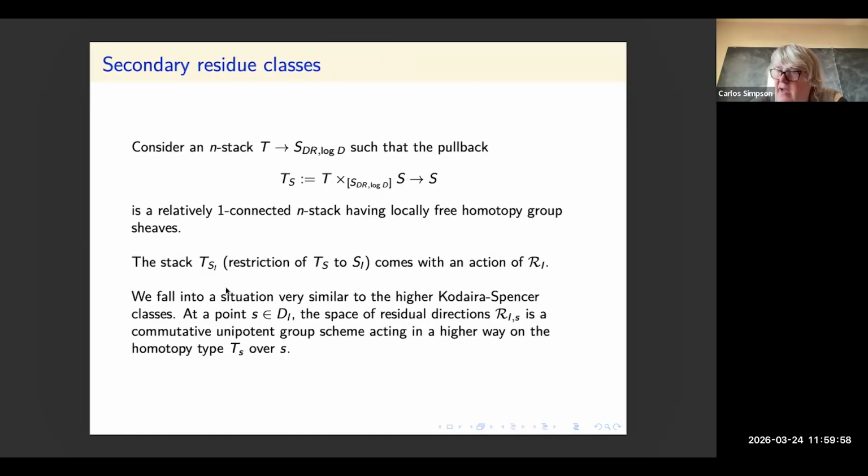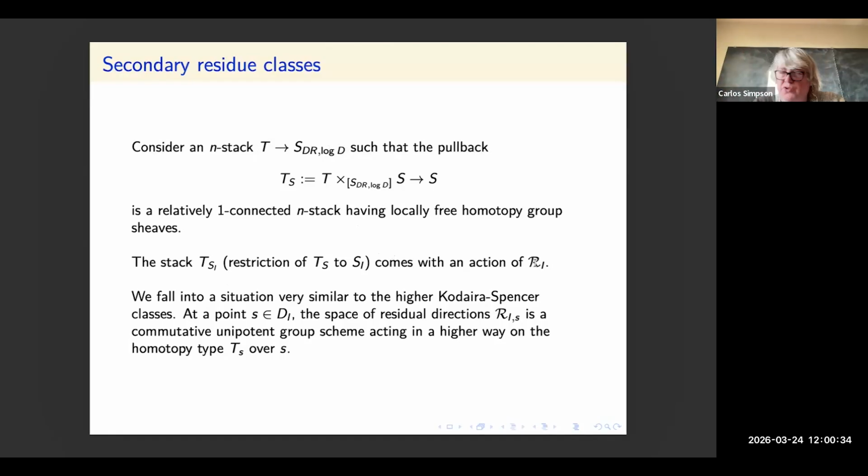So suppose we have an n-stack over the logarithmic de Rham stack with the property that when we pull back to S, we have a relatively one-connected n-stack whose homotopy group sheaves are locally free. Then the fact that it came from a stack over the logarithmic de Rham stack means that we have an action of the Lie algebroid, basically. The restriction to one of the strata comes with an action in particular of the residue.